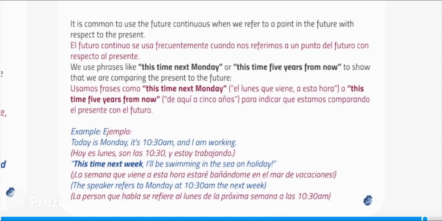We use phrases like this time next Monday, or this time 5 years from now, to show that we are comparing the present to the future. Example: Today is Monday. It's 10:30 in the morning, and I am working. This time next week, I will be swimming in the sea on holiday. The speaker refers to Monday at 10:30 in the morning the next week.